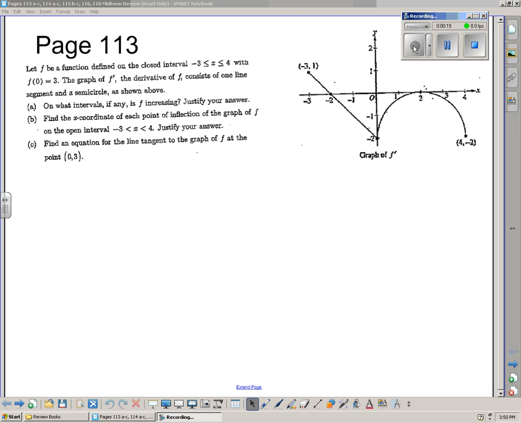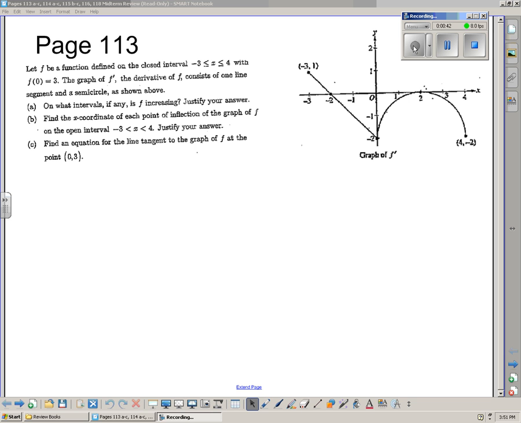So it says, let f be a function defined on the closed interval -3 to 4 with f of 0 equal to 3. The graph of f prime consists of one line segment and a semicircle as shown above. So this is a graph of f prime. And then they ask questions like, for example, on what intervals is f increasing? Find the x-coordinate of the point of inflection. Find the equation of the tangent line to the graph at the point 0, 3.